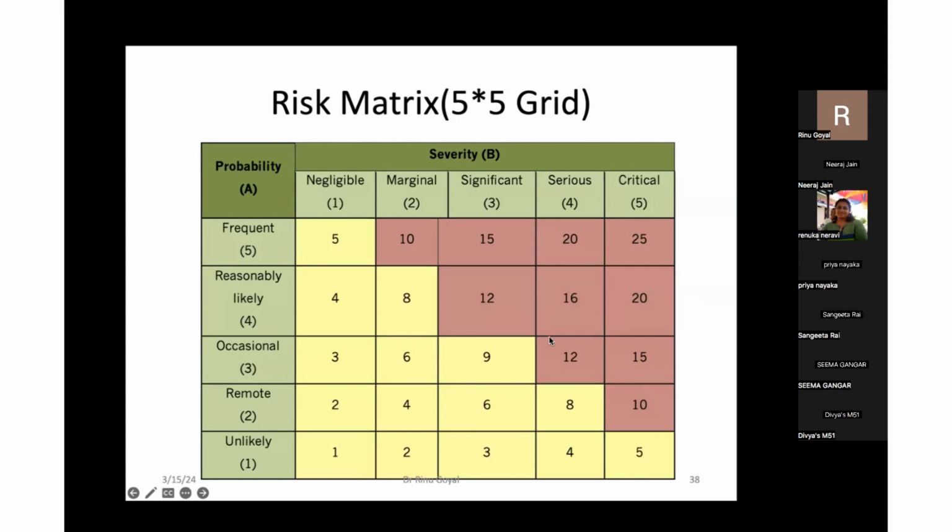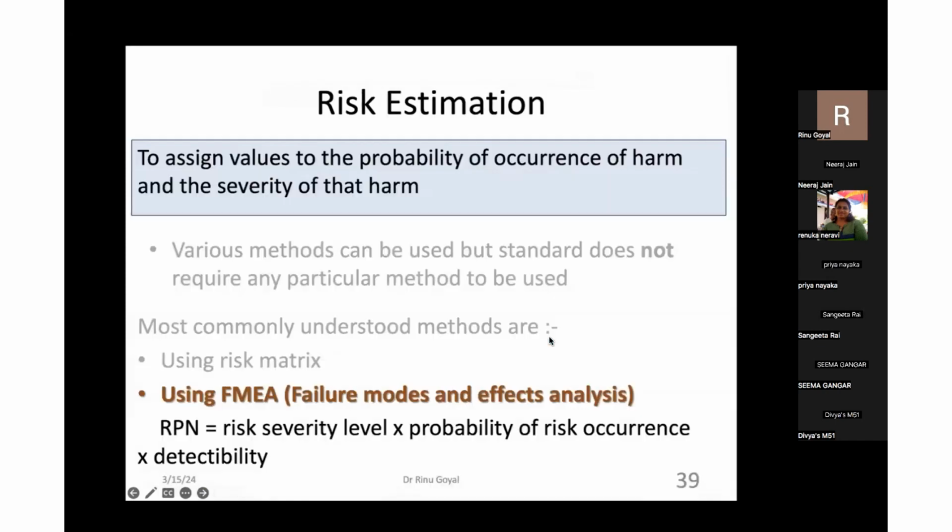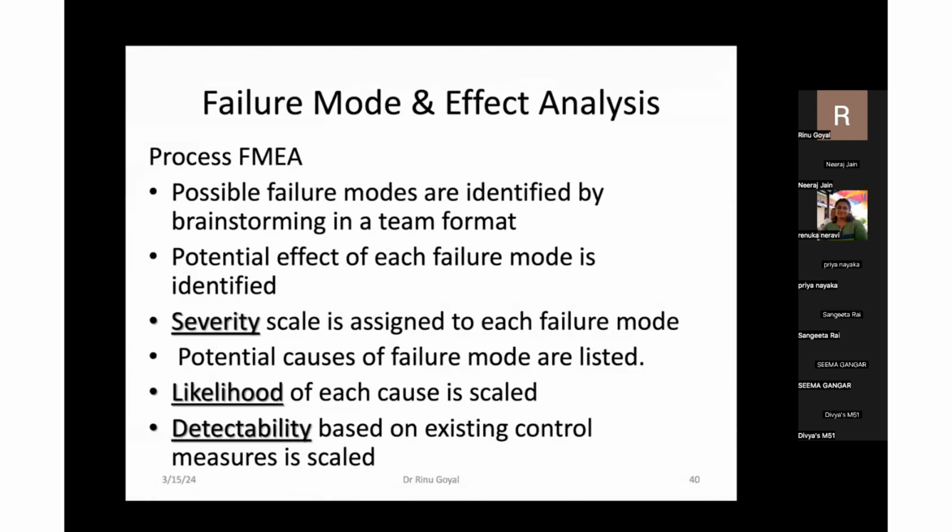So this grid helps us decide which is to be taken first and which may not be taken at all. Next comes the risk estimation, which I had mentioned in the beginning, that another method by which we can estimate the risk is using failure mode and effect analysis, wherein the two steps of probability and severity are the same. The other step which is added is detectability.